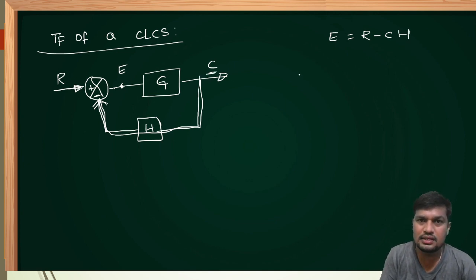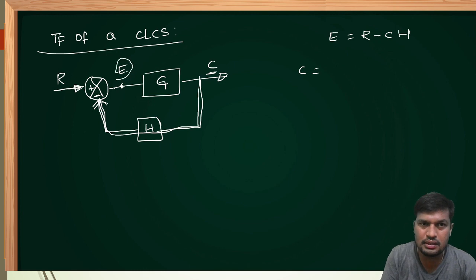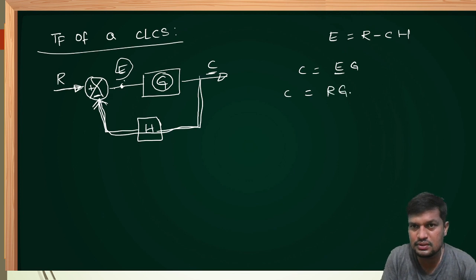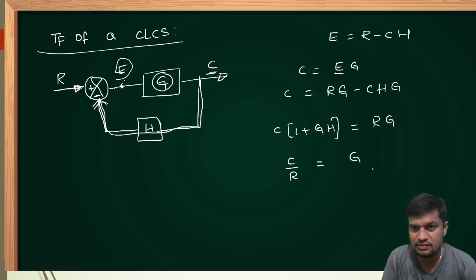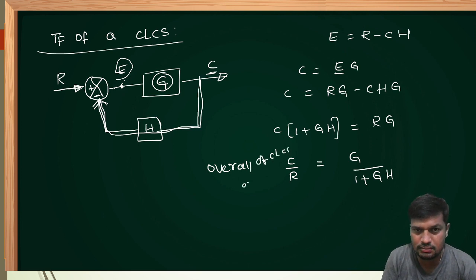Now, output of the signal C is equal to just multiplication of error with forward path gain, because these two blocks are in cascade, that is E into G. Where C is equal to, substituting E value here, R into G minus C into H into G. Take this term to this side, take C common, C times 1 plus GH is equal to R into G, that is C by R, the transfer function, is equal to G upon 1 plus GH. This is called overall gain of a closed loop control system, or else closed loop transfer function.